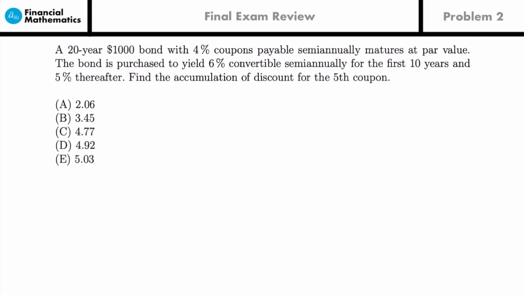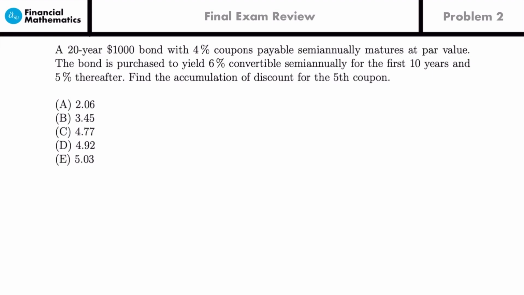Okay, so in this problem, we are working with a bond, but we're also working with bond amortization. The way I know that is because we are asked to find the accumulation of discount for the 5th coupon, which essentially just means find the amount of principal in the 5th coupon payment. Okay, so that's our final goal here. That's what we want to find. But before we can do that, we will probably need to work with the other values that we've been given.